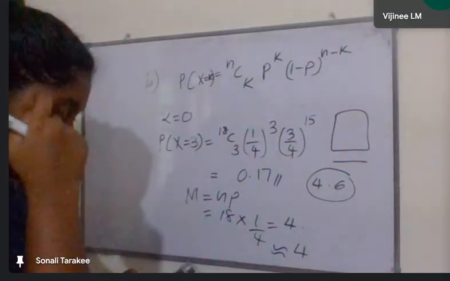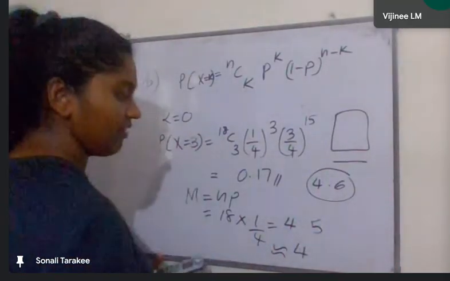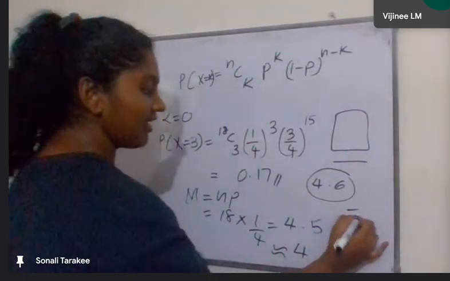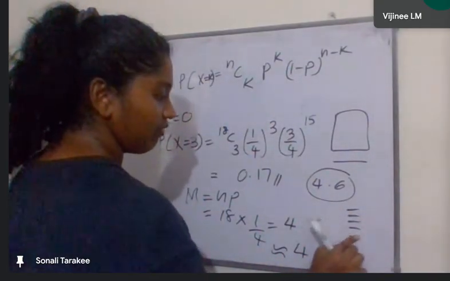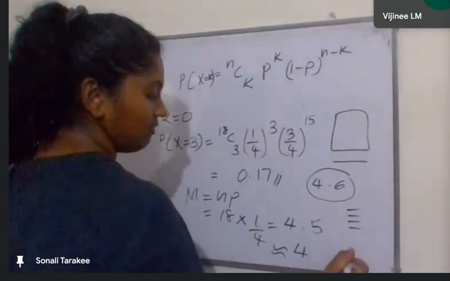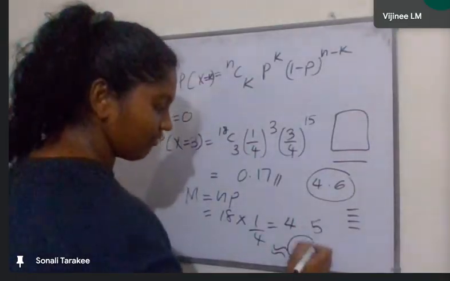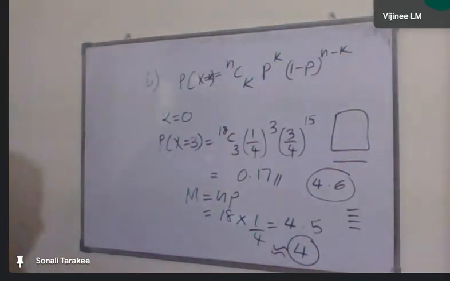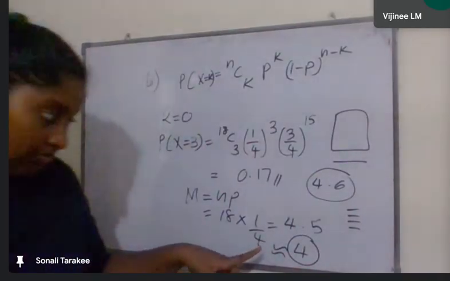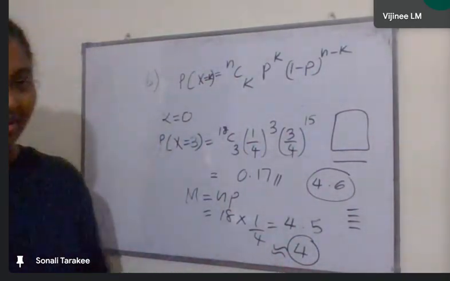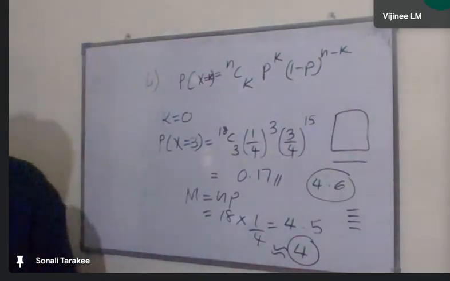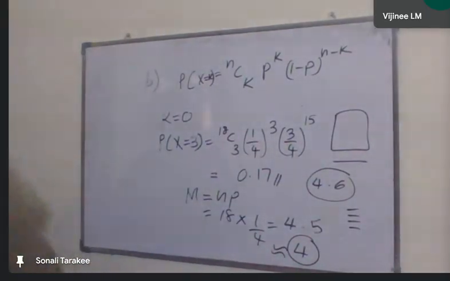18 divided by 4 is 4.5. Okay, so 4 questions and a half. But that half doesn't mean the 5th question. It's still the 4th one. So the most likely number of questions that he'll get correct is 4. Out of 18 questions, he'll get 4 questions correct.